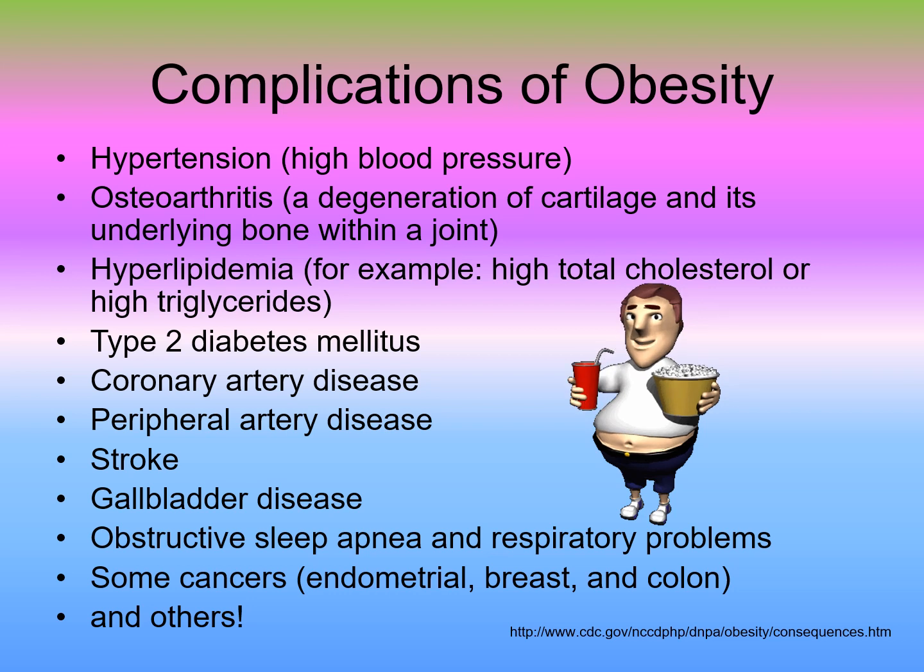There are a lot of complications of obesity: hypertension, osteoarthritis, hyperlipidemia, type 2 diabetes, coronary artery disease, peripheral artery disease, stroke, gallbladder disease, obstructive sleep apnea and respiratory problems, and some cancers, and many other problems can be associated with obesity. And again, you're probably finding some of that out if you're starting to do your obesity discussion board. On page 1209, table 55.6, there are common complications of obesity.